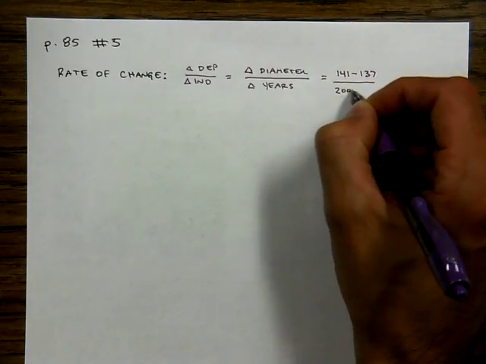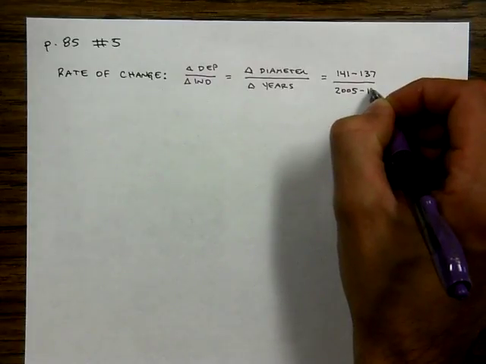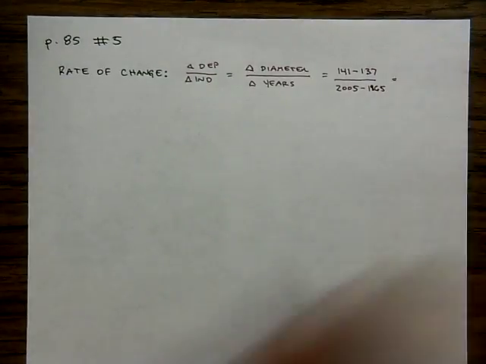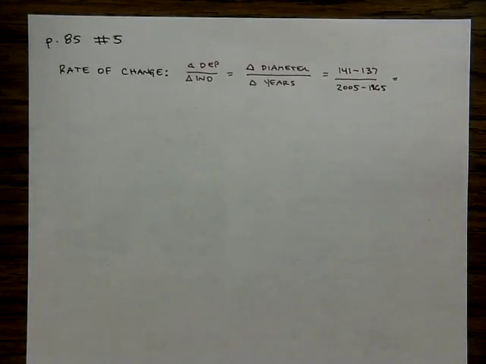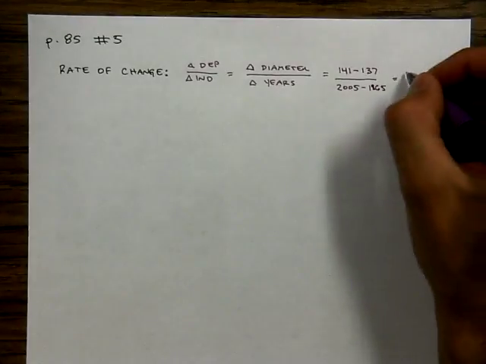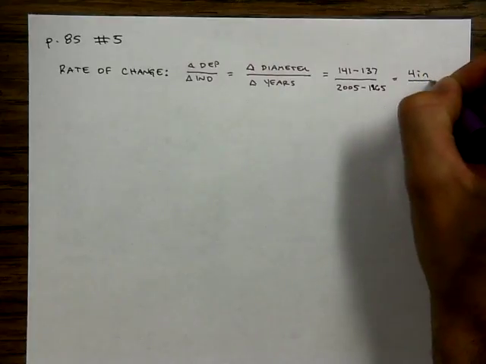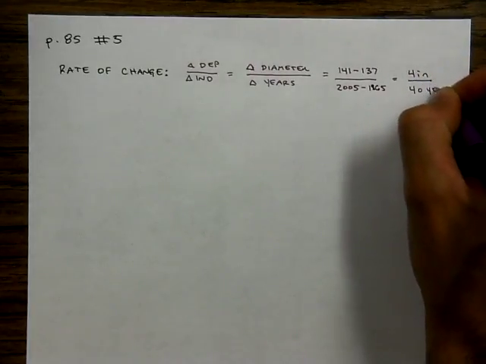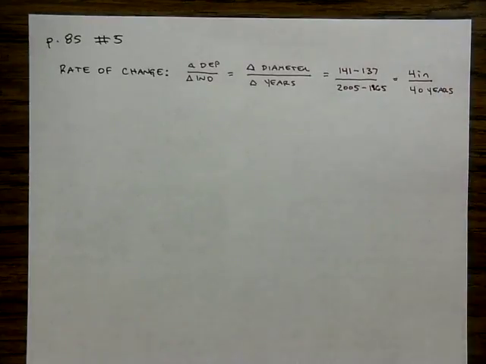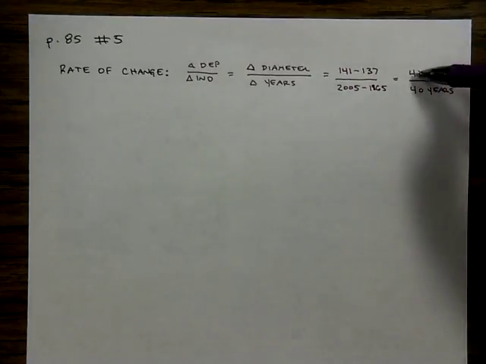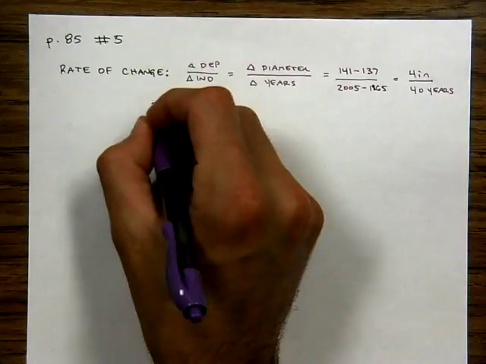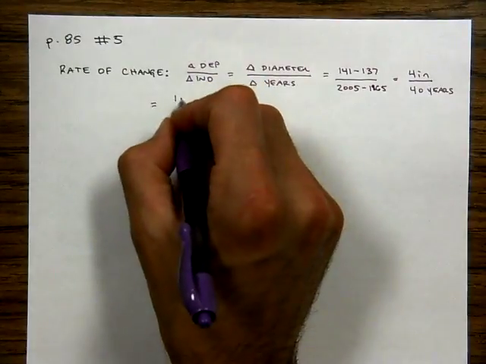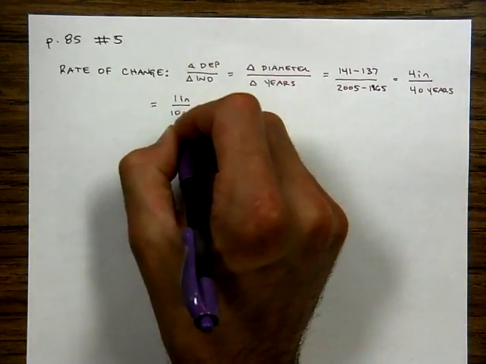Again, ending in 2005, beginning in 1965. So I'm just going to go ahead and subtract those. Here what I get is 4 inches, and here what I get is 40 years. Now if I simplify this, 4 over 40, and I just divide that out, really what I get is 1 inch in 10 years.